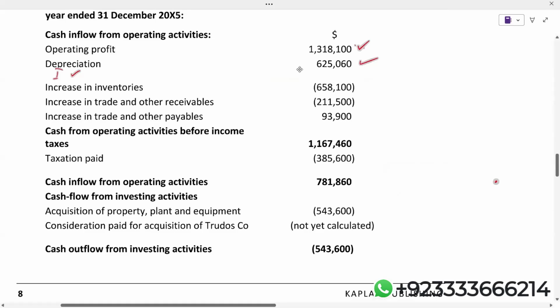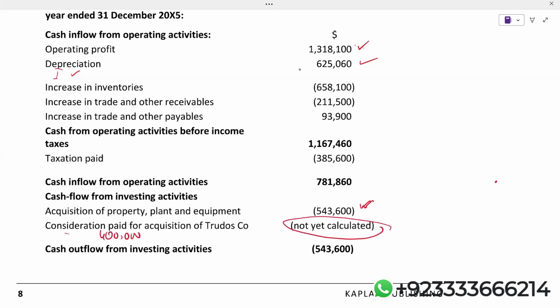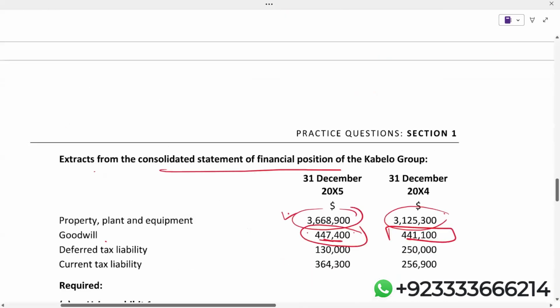Acquisition of property, plant, and equipment. They are saying this, but this is not the correct balance. I think we have calculated the correct one. Consideration paid for acquisition of Trodor's. They have not calculated yet. We know that cash paid was 4 lakh. And how much cash was the subsidiary having?